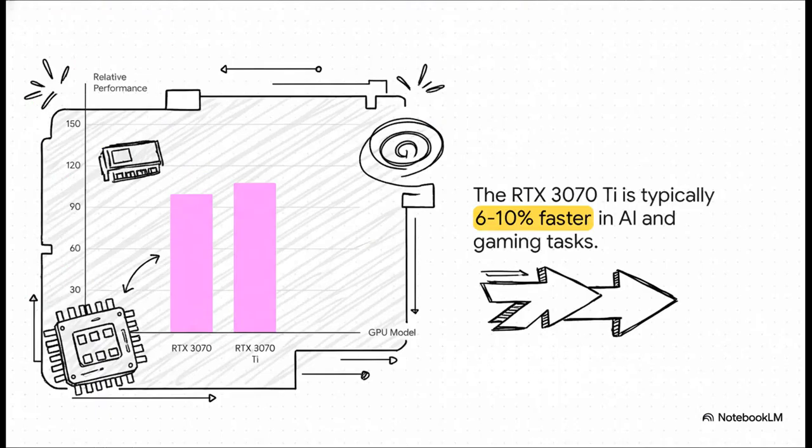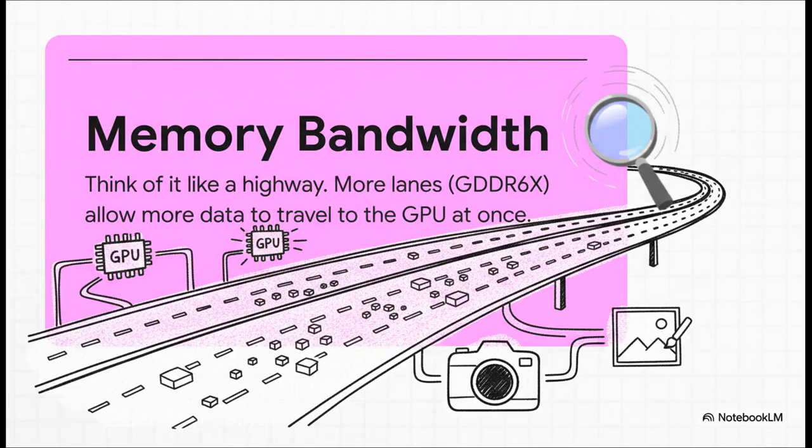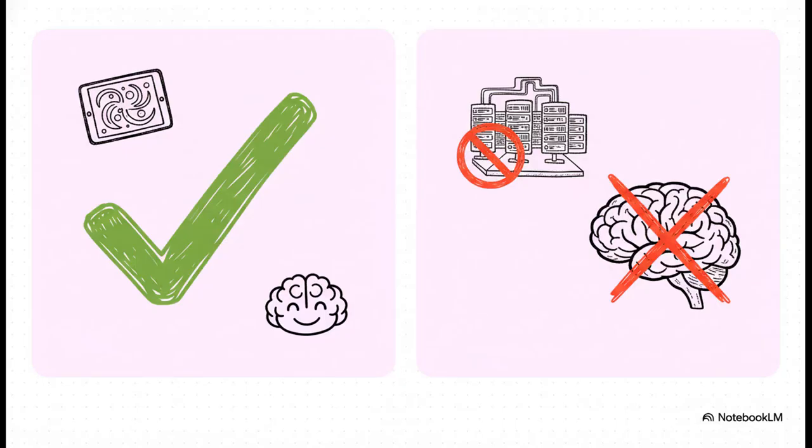Let's get into it. So when you actually run the tests, the results are pretty clear and consistent. Those extra cores and, more importantly, that way faster memory give the 3070 Ti a little boost, somewhere in the ballpark of 6 to 10% faster than the base 3070. It's definitely noticeable, but it's not like it's a night and day difference. So why do we keep harping on about memory bandwidth? What's the big deal? Well, the easiest way to get it is to think of it like a highway. More bandwidth, that GDDR6X, is like having more lanes on the highway. This lets way more data get to the GPU at the same time. For AI stuff that's super data heavy, more lanes means less traffic and faster results. Simple as that.